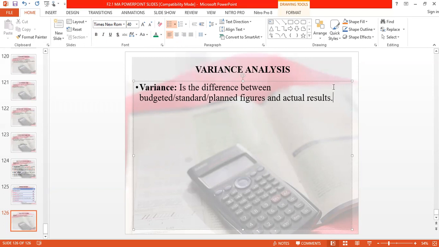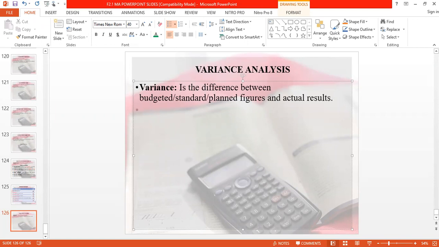and actual results. So for example, in the beginning of the year, you budget that you will be making sales of 10 million during the year 2021. You find at the end of the year, you have made sales of maybe 8 million. So that is the difference. The difference is called a variance.